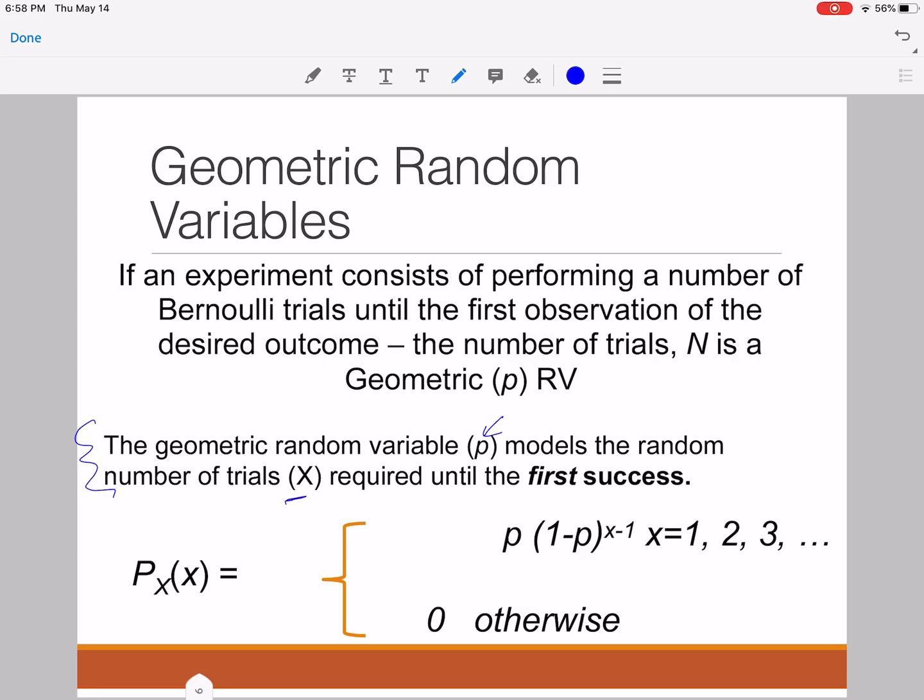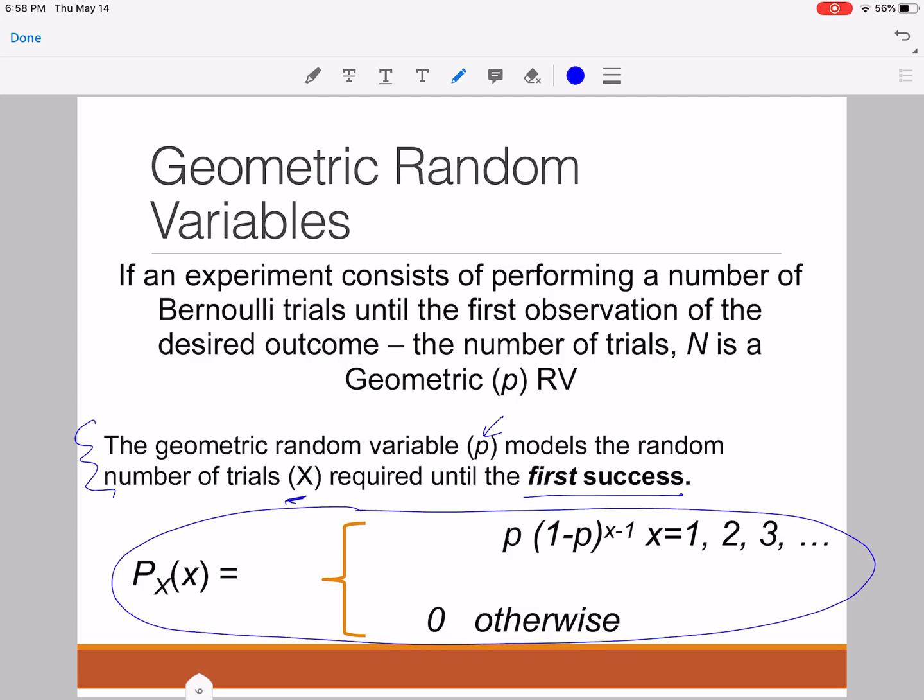If x is the number of trials that you perform until the first success, then the probability mass function of a geometric random variable takes this specific form here, which we had derived in our previous problem. Depending on the value of p, you will have different probability mass functions, all of which will still belong to the geometric random variable class. So whenever you come across an engineering situation where you're repeatedly performing Bernoulli trials until the first success, you're going to use the geometric random variable.